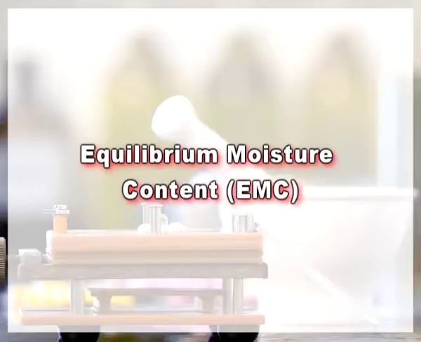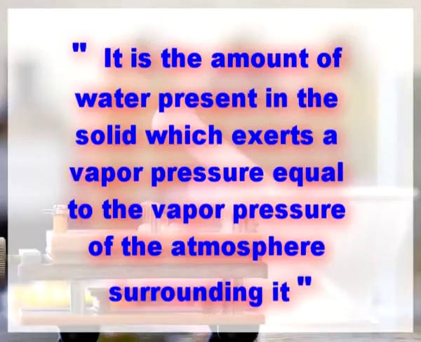What is equilibrium moisture content? Equilibrium moisture content is a very important point in case of any solid material. That is the amount of water that exerts a vapor pressure equal to the vapor pressure of the atmospheric surrounding it. Equilibrium moisture content in a wet mass is shown below.